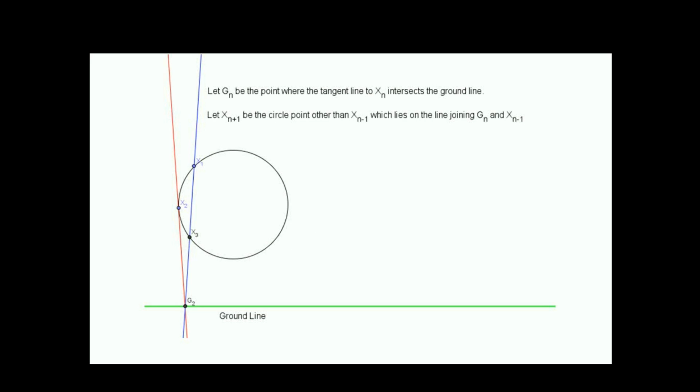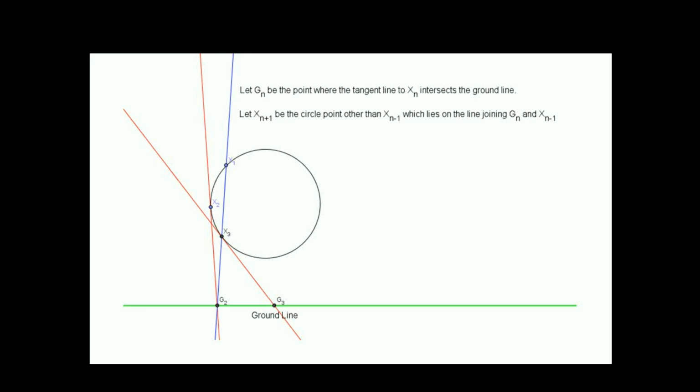Second stage of the process is to draw a line back up from G2 towards x1, or in general, drawing this line from the place on the ground to the point xn minus 1, the second to last point generated so far. And you'll notice that this line is almost always going to intersect the circle at 2 points. And whenever it does that, we pick the point on the circle which lies on the line and is not equal to xn minus 1, to become the new point.